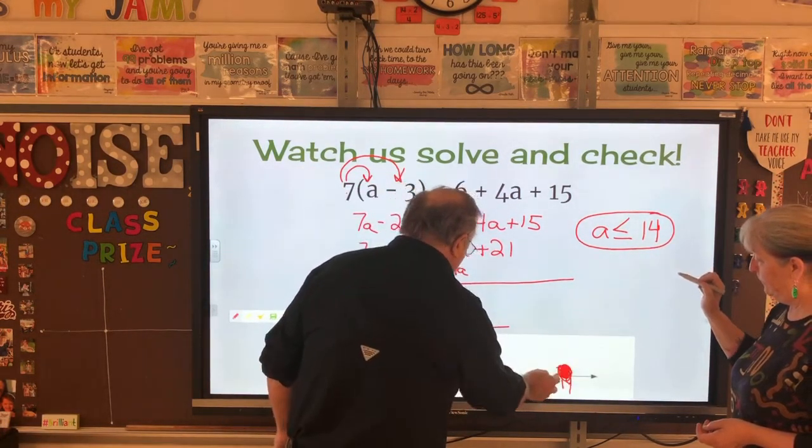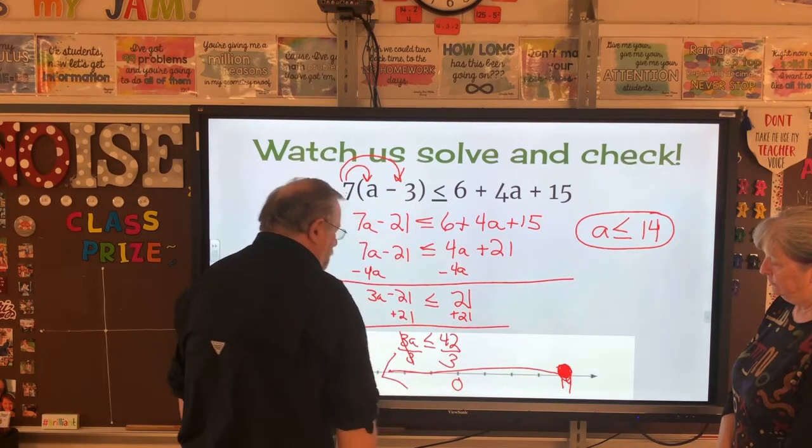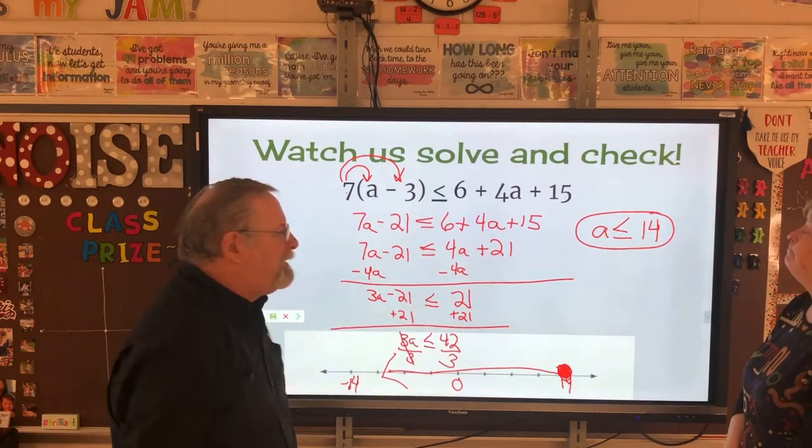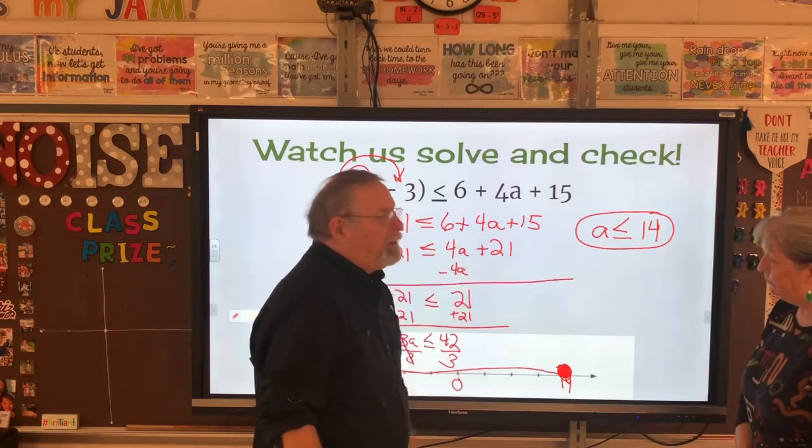Thank goodness, I don't have any room to go that way. And I'm going to bring it this way. I'm going to stop about right there. I'm going to put a big old arrow on there. They like to fill their arrows in. Okay, so I know that a is less than or equal to 14.